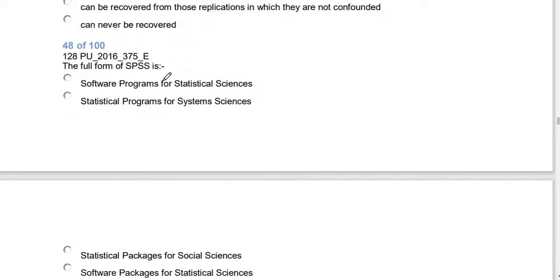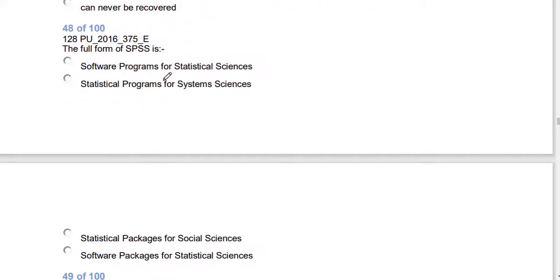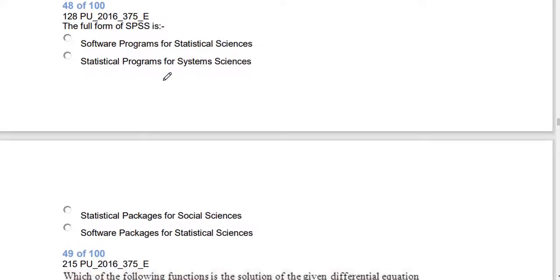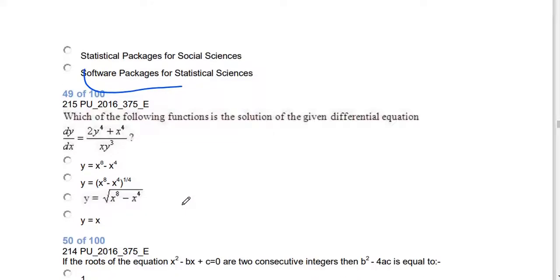The full form of SPSS is Statistical Package for Social Sciences. Which of the following functions would be the differential equation? If this is a homogeneous function, you can just find the integrating factor, then you can solve this also.